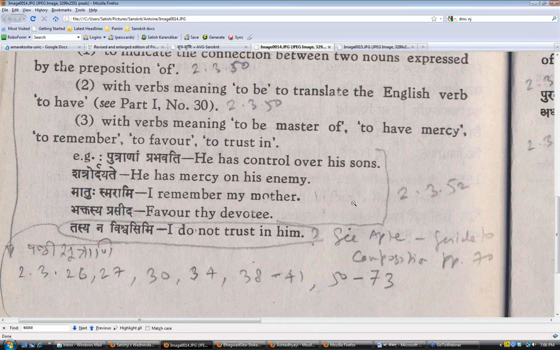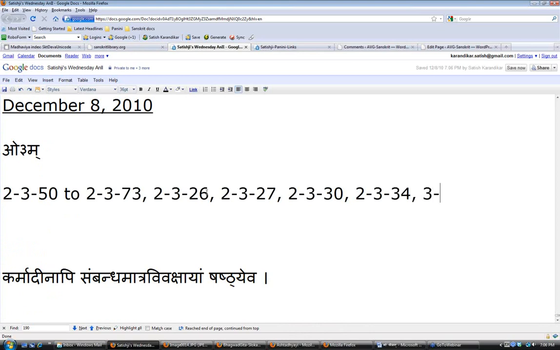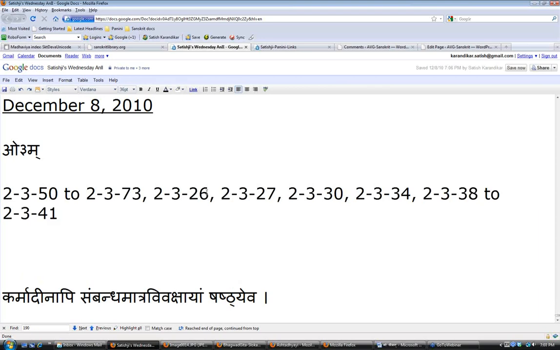So 26, 27, 30, 34, and 38 to 41. Let's put those also in. So this is our work area now. This is what we have to work with. So also 2.3.26, 2.3.27, 2.3.30, 2.3.34, and 2.3.38 to 2.3.41. So good to know where we are looking. This is basically it. This is all we have to work with for Shashti.